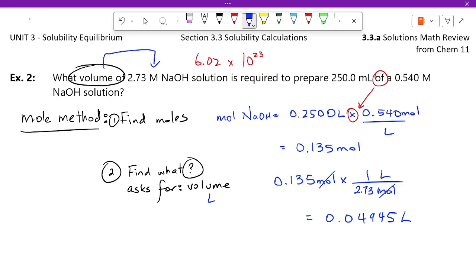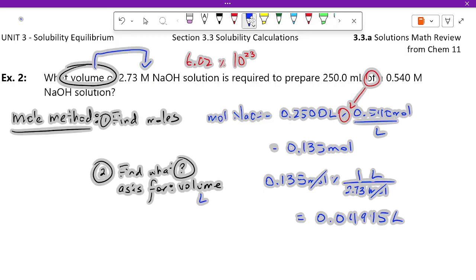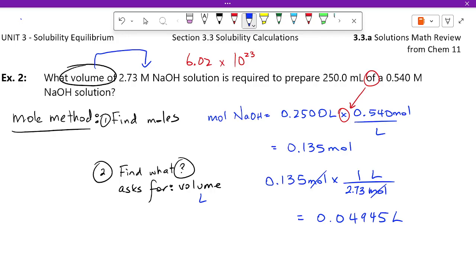What should I probably do here? Bearing in mind that I'm actually doing like a lab procedure with this, and I would need to measure out 0.04945 liters. I should probably convert to milliliters because it just makes more sense. Yes? And in the meantime, I can do sig figs as well, so I move my decimal place 1, 2, 3 places, which gives us 49.5 milliliters. There we go. Yes?